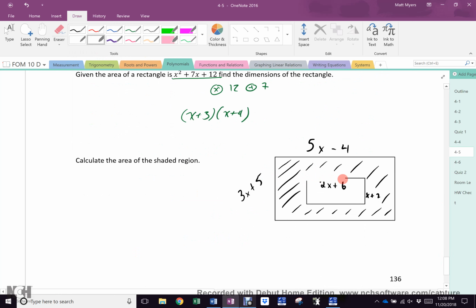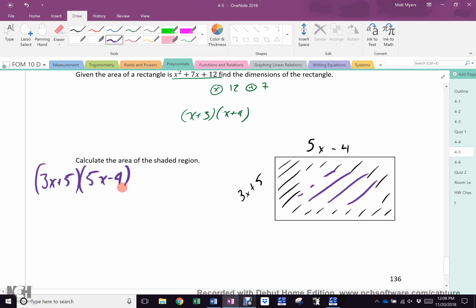Now, if none of this were there, what would be the area of the shaded region? What would be 3x plus 5? It then would be 3x plus 5 times what? 5x minus 4. But this is missing. So what math? Subtract what? 2x plus 6.